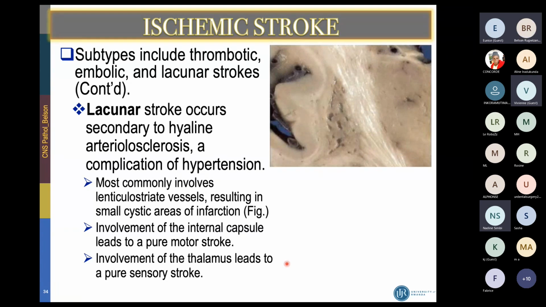Stroke occurs due to hyaline arteriolosclerosis, a complication of hypertension. So no kuvuga ni atherosclerosis ariko yafashe twa arterioles dutoya niyo bita lacuna. So most commonly involves reticulostriate vessels resulting in small cystic areas, ayuma bayita lacuna, cysts, so lacunes, lacuna areas na nundi hari vide. So involvement of the internal capsule leads to a pure motor stroke and so on. So at least here we must retain that we have lacunar, embolic, and thrombotic types of the strokes.